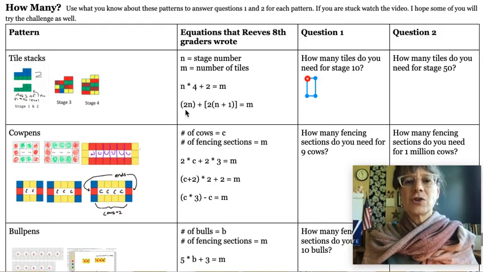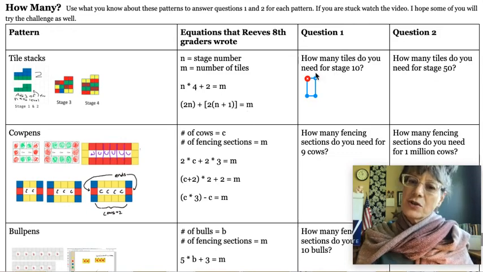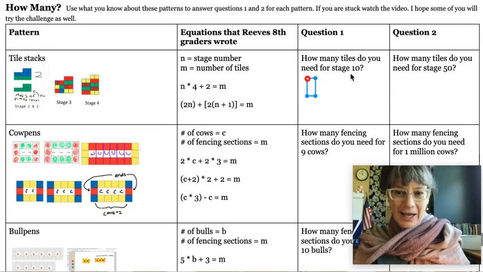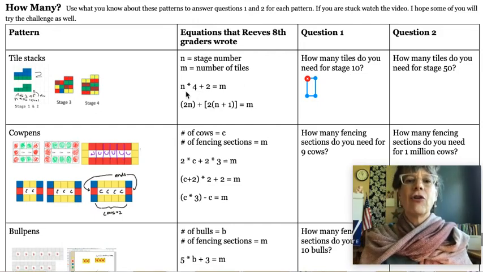I'll read this one to you. 2 times n plus 2 times n plus 1. You'd have to add 1 to n before you multiply it by 2, equals m, or the number of tiles. So in order to use those equations for stage 10, you do something called substituting. You substitute the number 10 for the variable inside the equation.